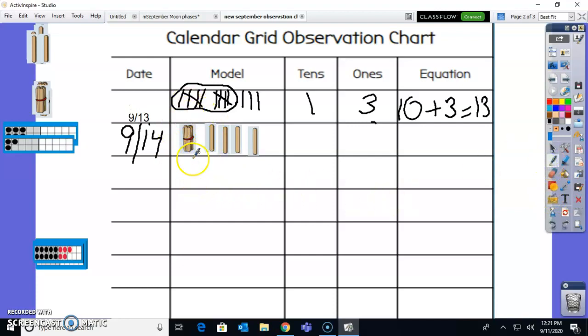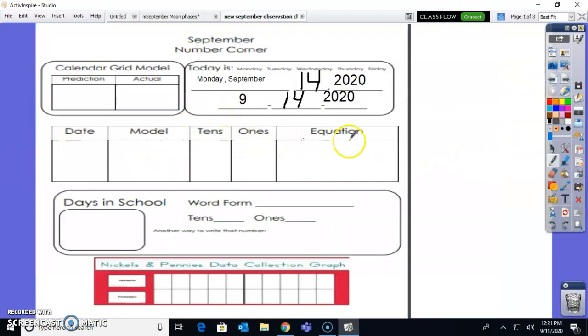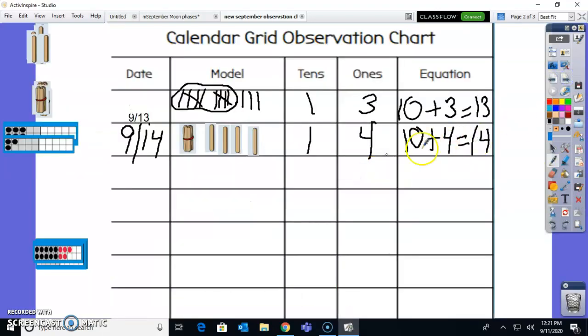And we can say that we have 1 10 and 4 ones. And our equation is 10 plus 4 equals 14. I'll leave it right there. Remember, you are writing yours here while I am doing mine right here. Are you ready? Perfect.